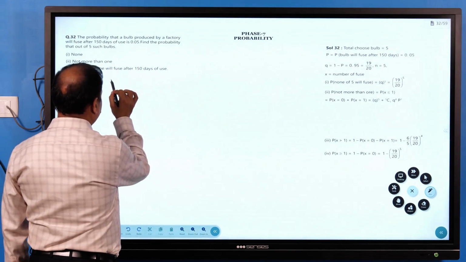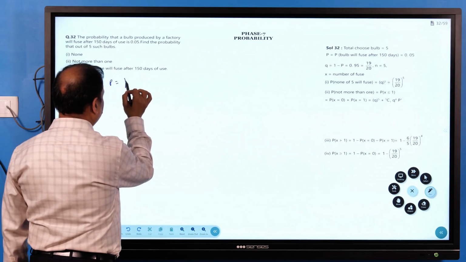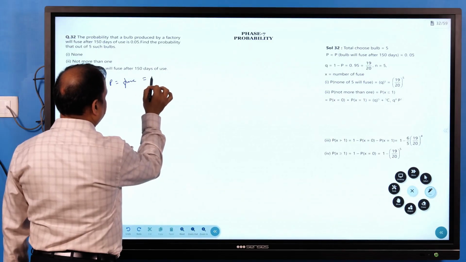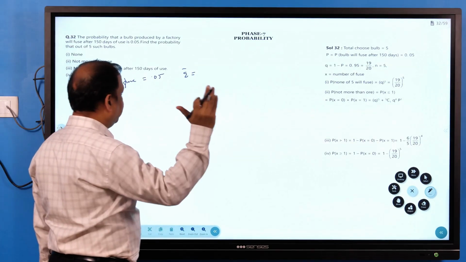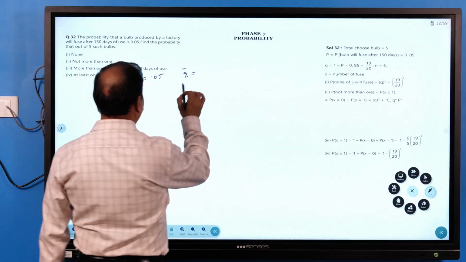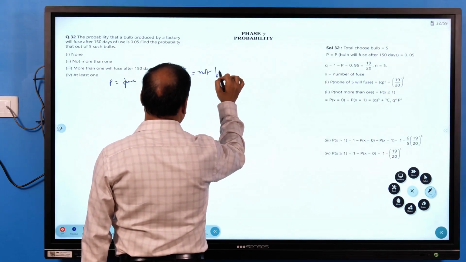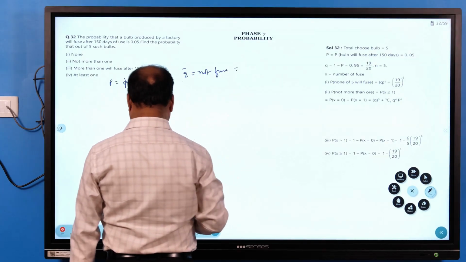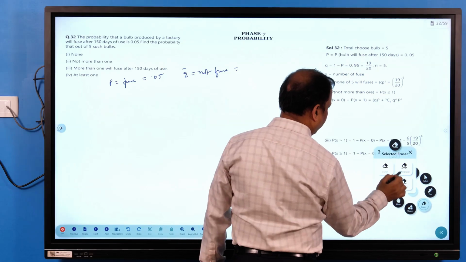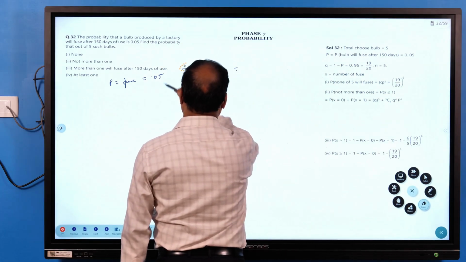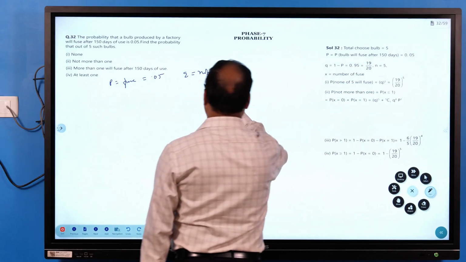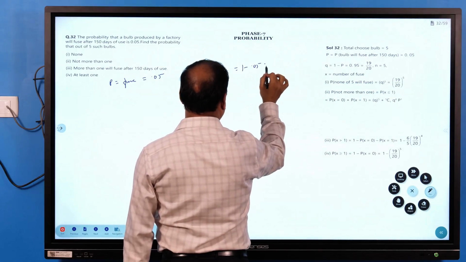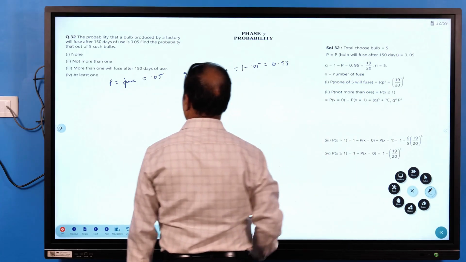So P is the probability of fuse, and success is 0.05. So the probability of failure is not fusing. The reverse I am taking, not fusing. That is the probability of Q, failure, not Q bar. So how much is this probability? 1 minus 0.05 is equal to 0.95.